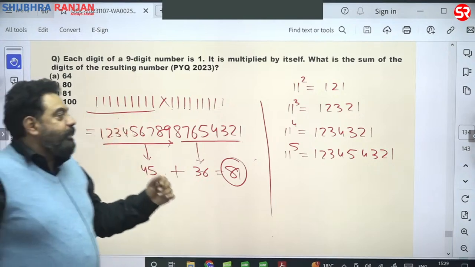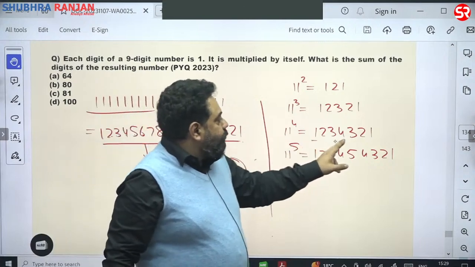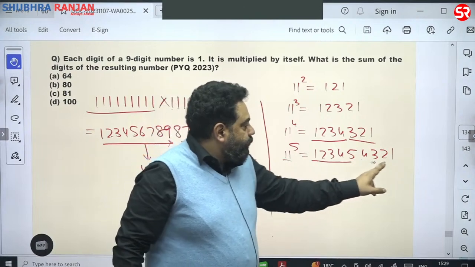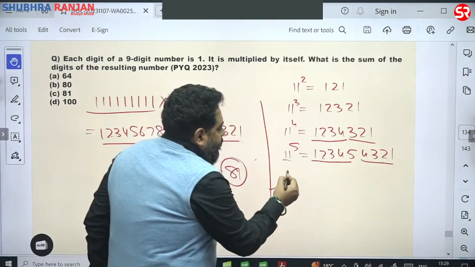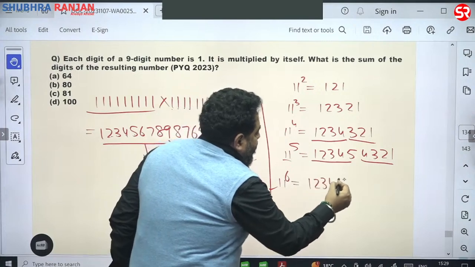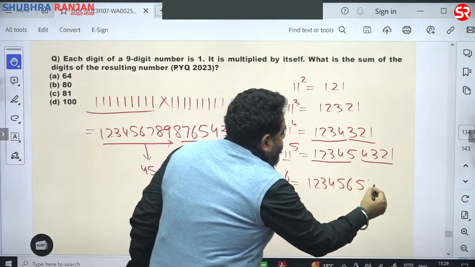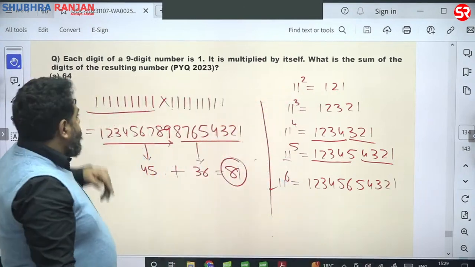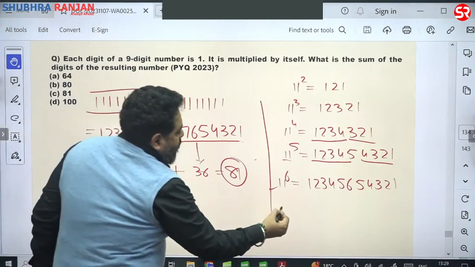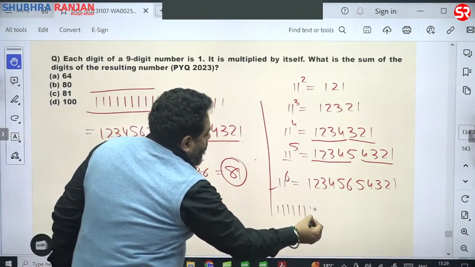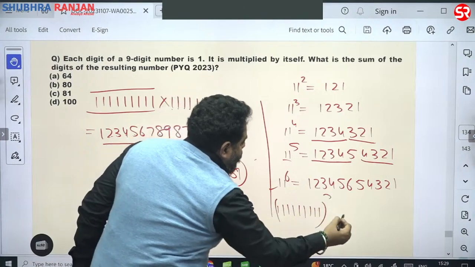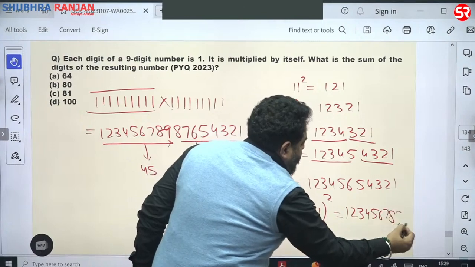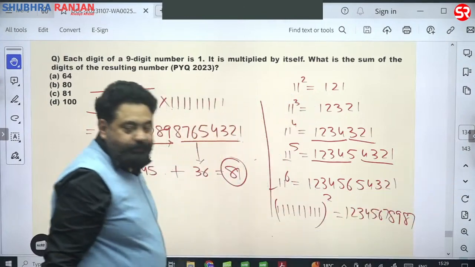Look here, check. 11 to the power 4: 1, 2, 3, 4, 3, 2, 1. 11 to the power 5: 1, 2, 3, 4, 5, 4, 3, 2, 1. What will 11 to the power 6 be? 1 2 3 4 5 6 and reverse 5 4 3 2 1. Now this is written 9 times, this is double one double one double one double one one's whole square, which is 1 2 3 4 5 6 7 8 9, then 8 7 and reverse.